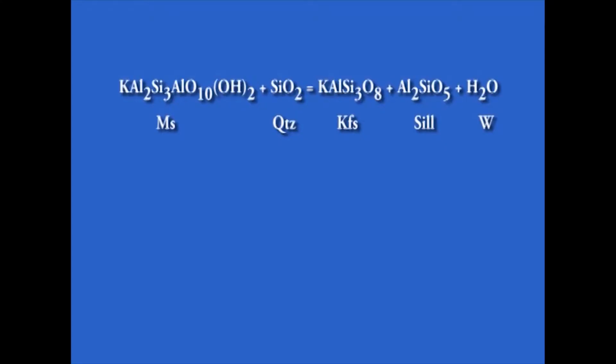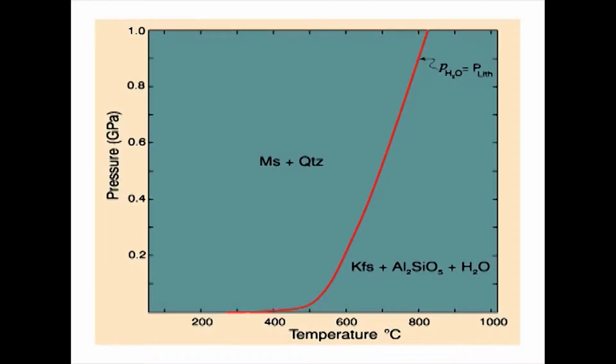But if the fluid composition can vary as a result of the liberation of H2O or CO2, then the reaction will be a continuous reaction. For example, KAl2Si3AlO10(OH)2 plus SiO2 gives rise to KAlSi3O8 plus Al2SiO5 plus H2O. Muscovite plus quartz gives rise to potash feldspar plus sillimanite plus water.